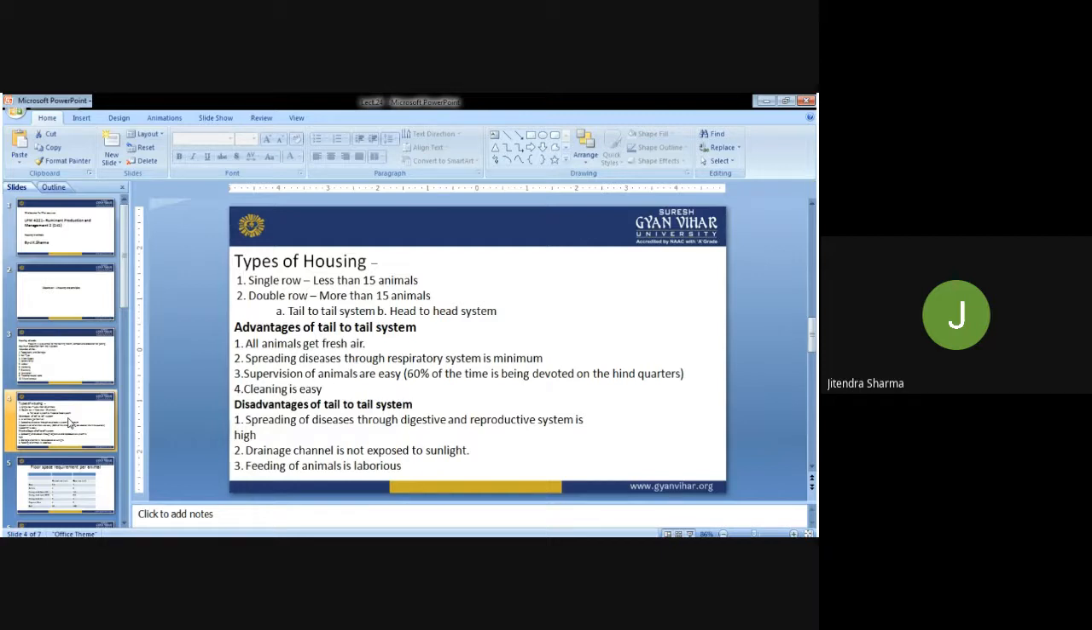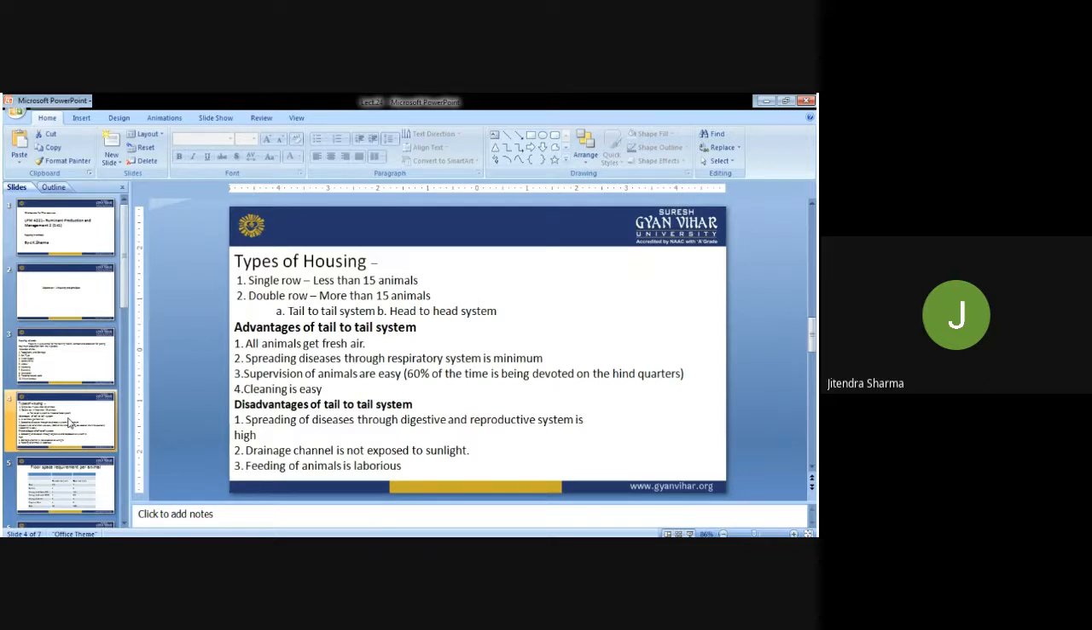First we'll take the tail-to-tail system, because whatever advantages we have in the tail-to-tail system become the disadvantages in the head-to-head system. So this is like that. You understood that the advantages in the tail-to-tail system are the disadvantages in the head-to-head system. All animals get fresh air because both animals look in different directions. Then the spread of disease through the respiratory system is minimum because they face different directions, so there is no chance of spreading disease.